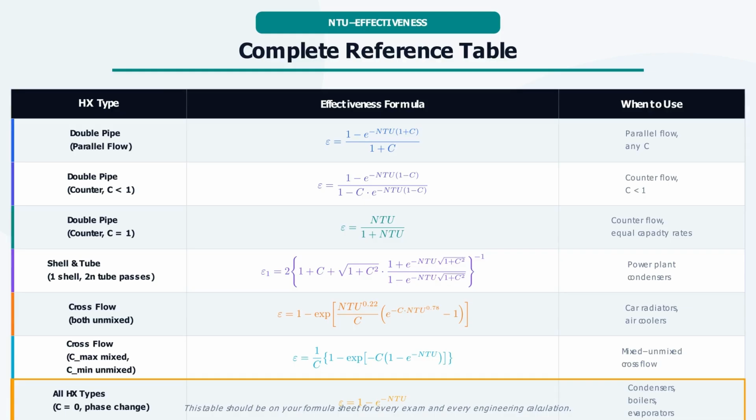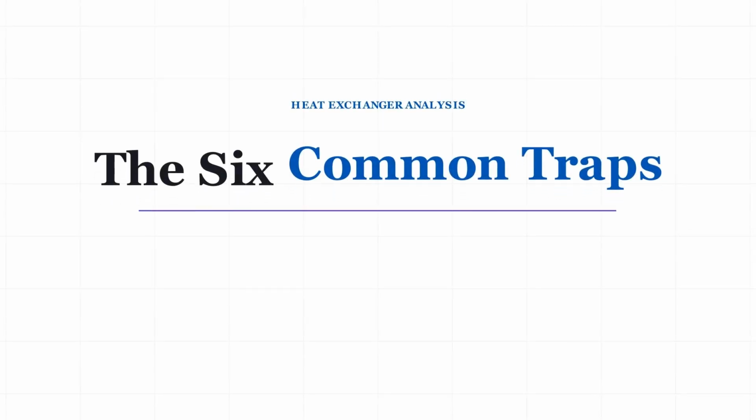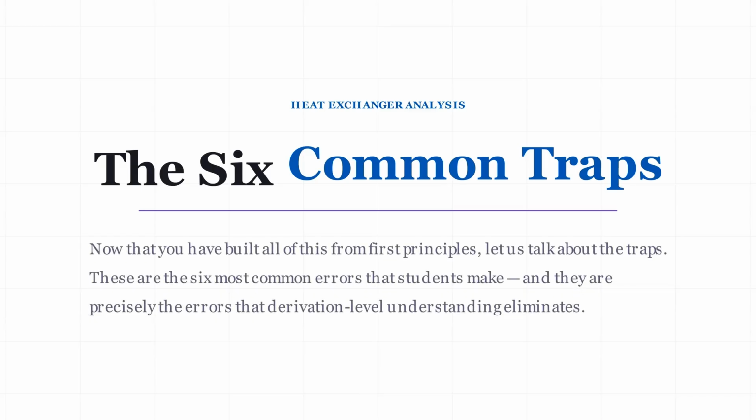This table should be in your formula sheet for every exam and every engineering calculation. Now that you have built all of this from first principles, let us talk about the traps. These are the 6 most common errors that students make, and they are precisely the errors that derivation-level understanding eliminates.